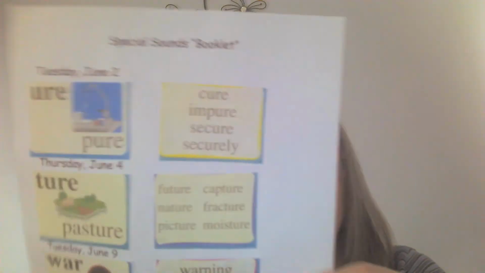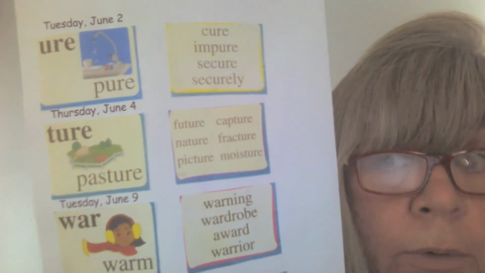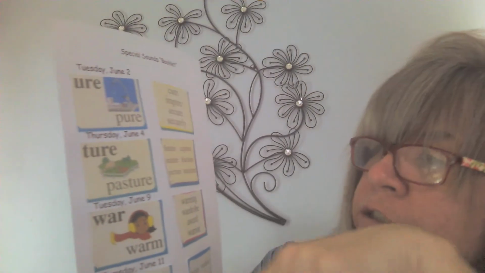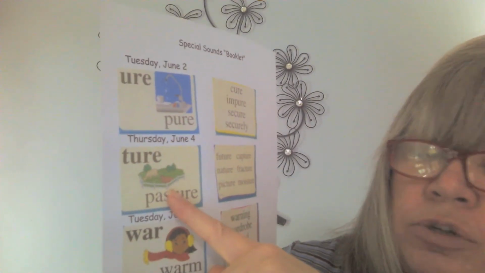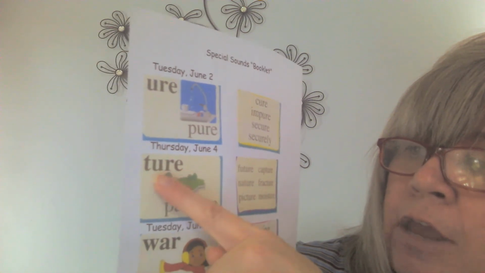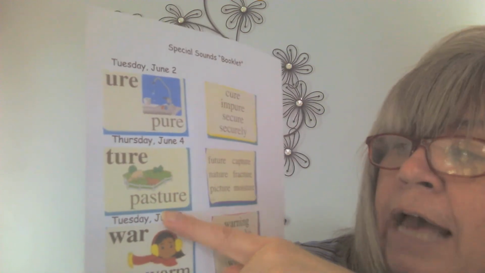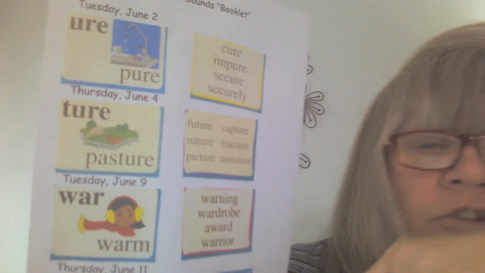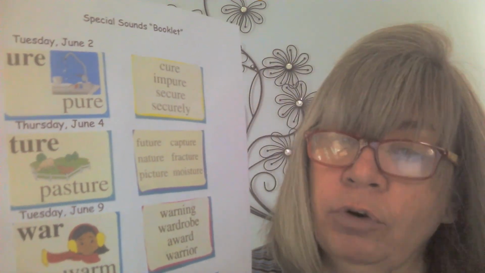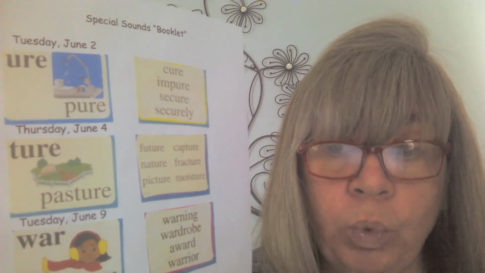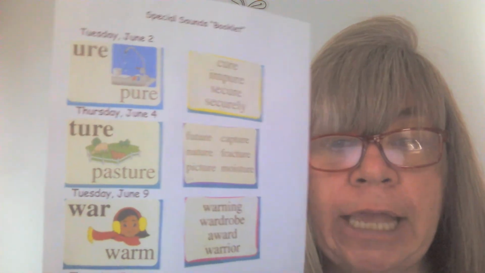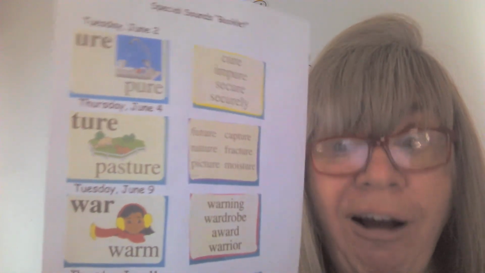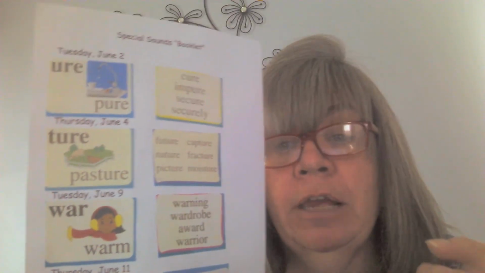Now, you're going to find your special sounds booklet, which is really just a page, and you're going to go to where it says Thursday, June the 4th. I can't believe it's Thursday already. And there it is, T-U-R-E, ture in pasture. Then I want you to circle ture in all the words. Don't just circle them and then be on to the next task. You have to circle ture and you have to read the words so that you're learning how to read words with hard sounds in them, because that will make you a better reader, boys and girls.